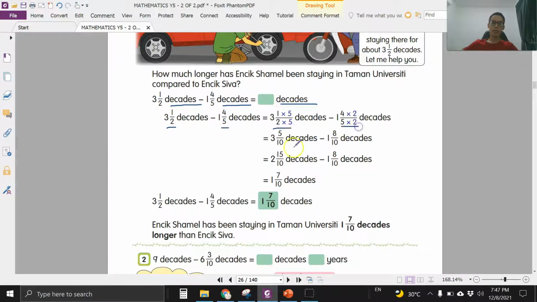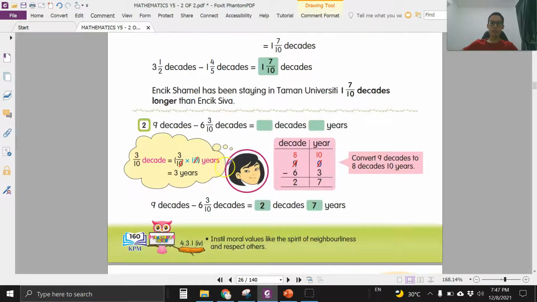If it is a fraction, change them to the same denominator, the bottom numbers. But if they are different, like this one, the question asking for decade and years, then you have to convert them. Now, this one, 6 and 3/10. So 6 is 6 decades. Now 3/10 we have to change to years. So we times 10 years. Cross 1 0, cross 1 0, 3 times 1 is 3. So 9 decades, 0 year, minus 6 decades, 3 years.